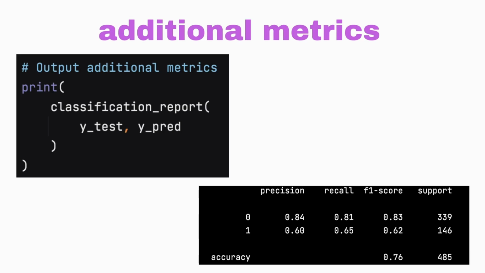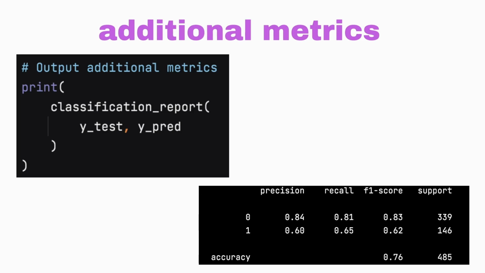So here you see the results on the right hand side. In the first column you see 0 and 1. 0 means not attended class in the test data set, and 1 means attended. And you can see there are 339 not attended data points in the test data set and 146 attended. There's 485 data points in the test data set altogether.